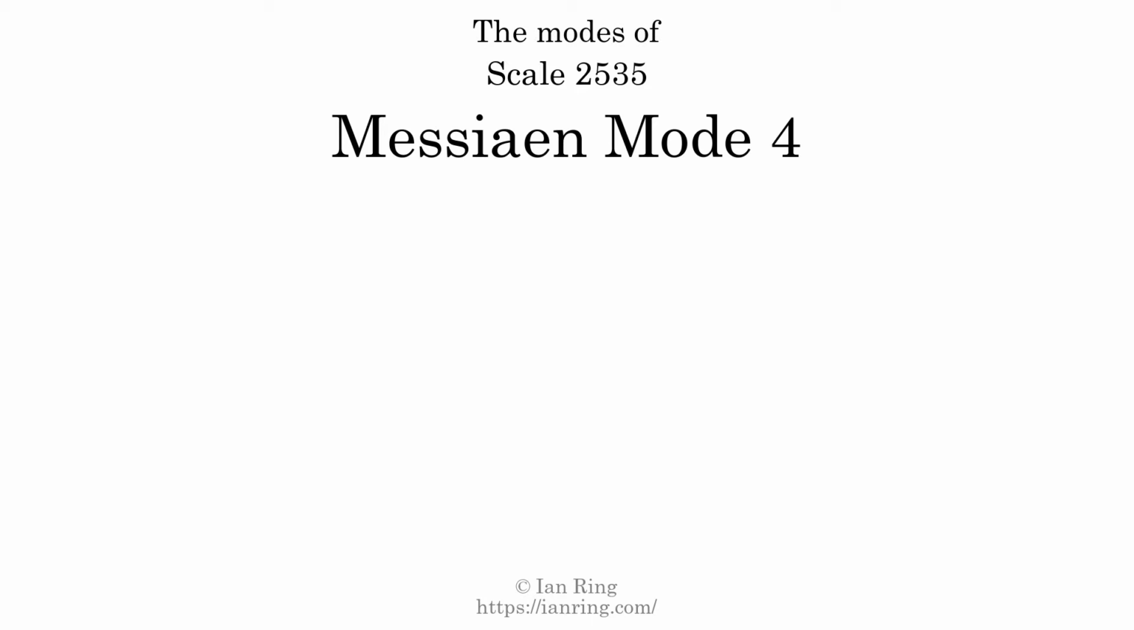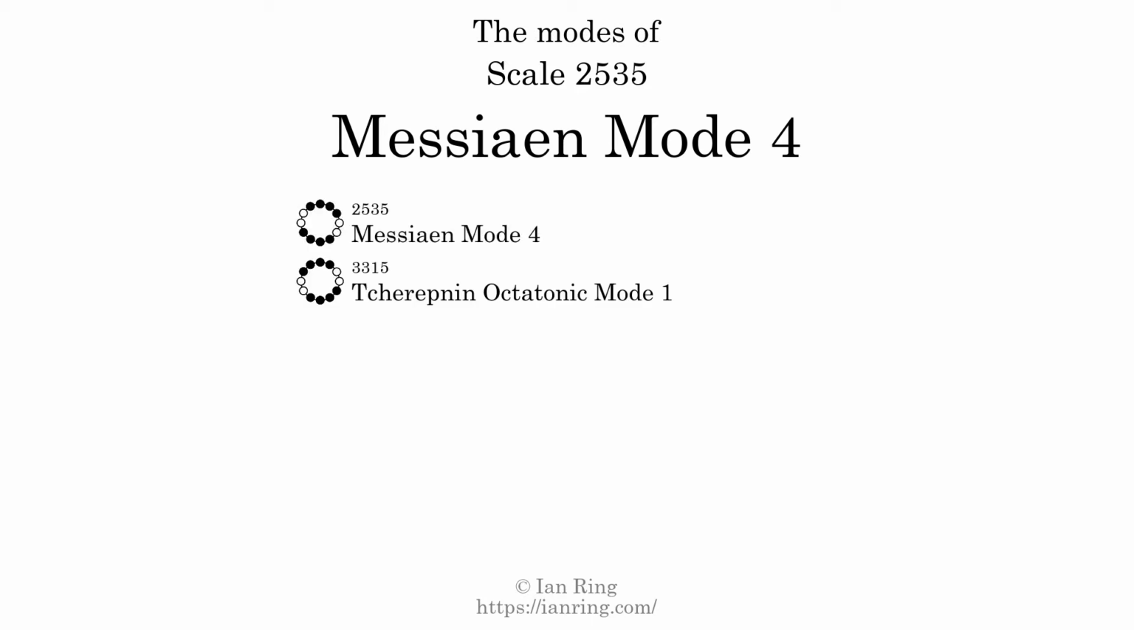This scale has 4 modes. The first mode is itself. The second mode is scale 3315, also known as Messiaen Octatonic Mode 1. It sounds like this.